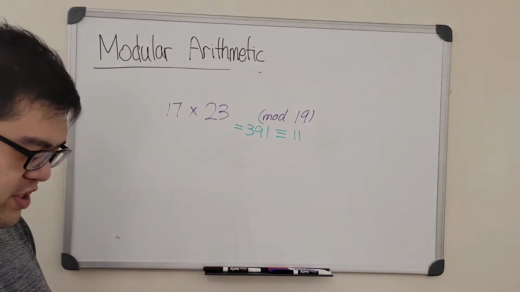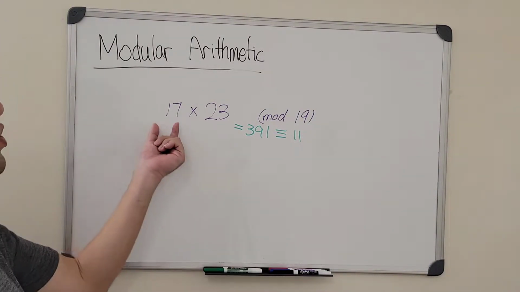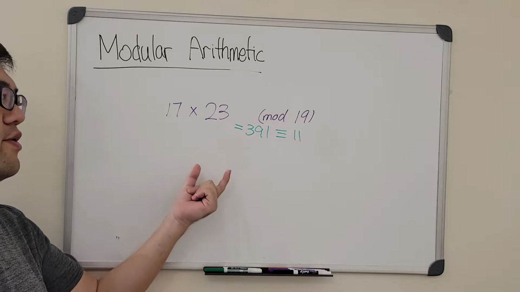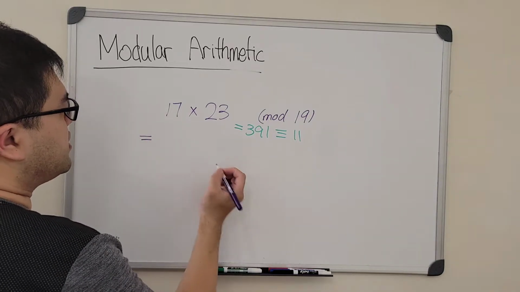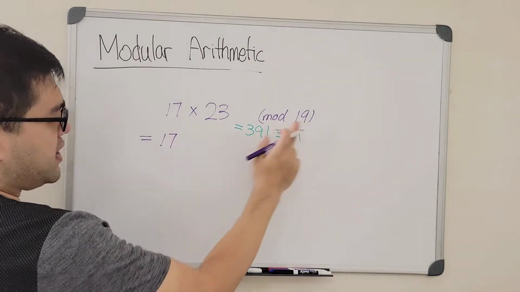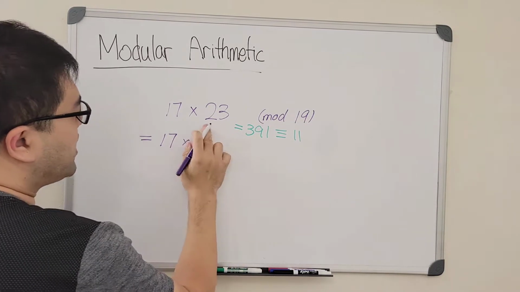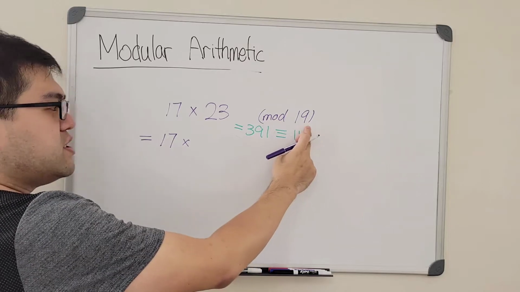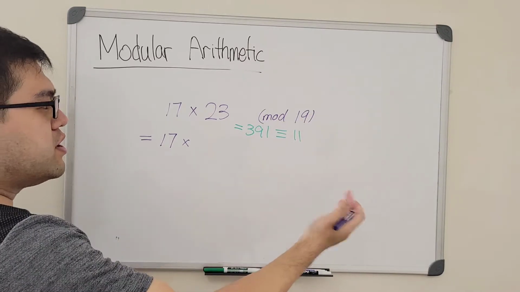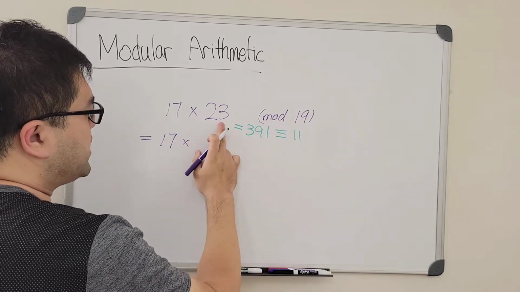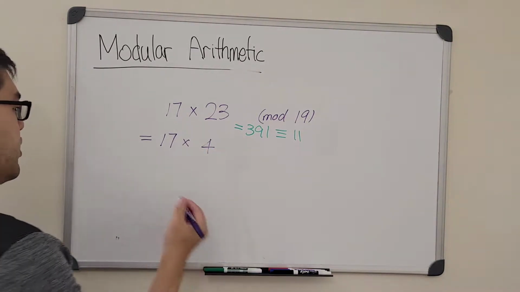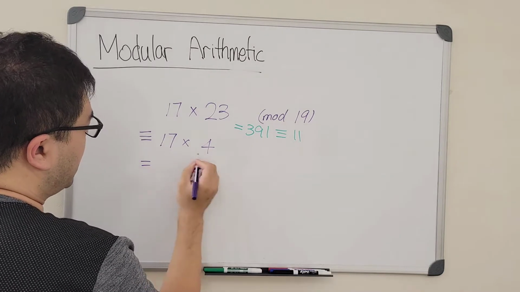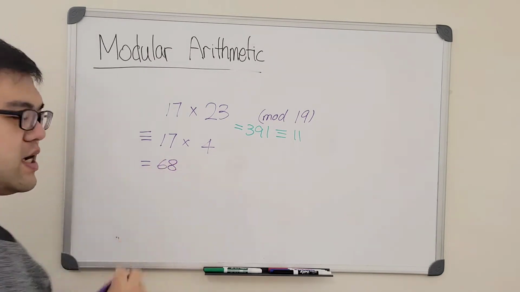Now with modular arithmetic, again, we said we are allowed to reduce the numbers into something smaller and easier to calculate. Then we can do it in the following way. We have 7, which is less than 19, we can keep it as it is, times 23, which is greater than 19. So we can just reduce it first and find out the remainder part, which is equal to 4, because 23 divided by 19 is 1 remainder 4. Good. So if we multiply them together, we get 17 times 4, which is 68.